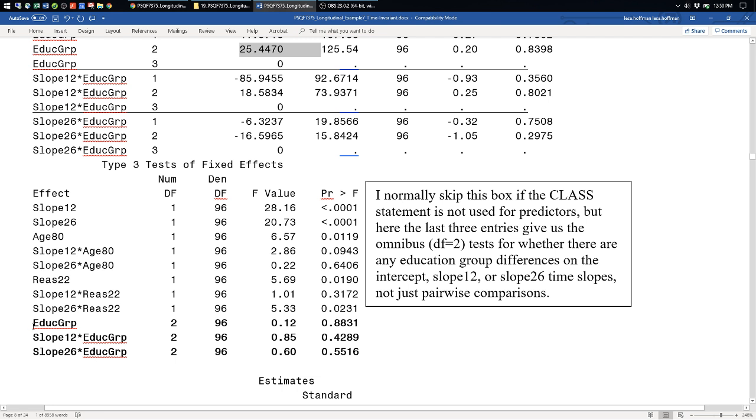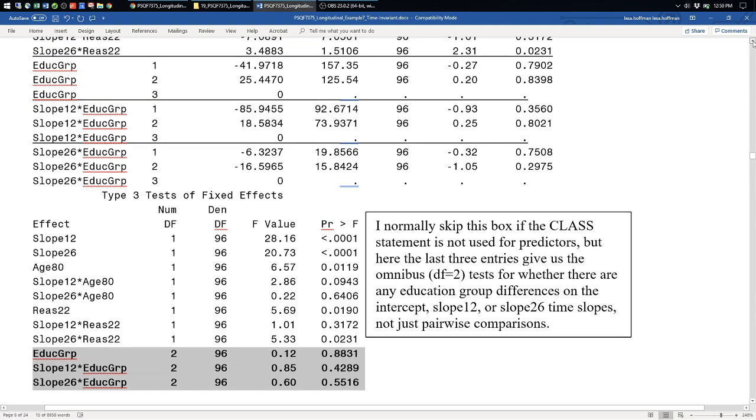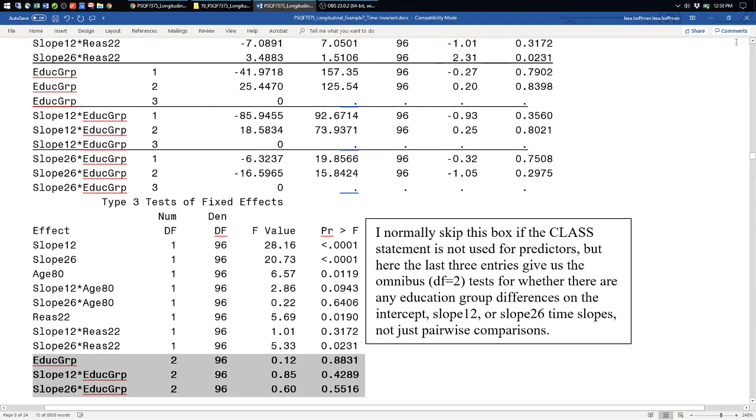But down below, I do get the simultaneous test of each of the two contrasts for the intercept and for each slope. That tells me overall, is there an effect of education on the intercept? No. Overall, is there an effect of education on slope 1.2? No. Overall, is there an effect of education on slope 2.6? No.